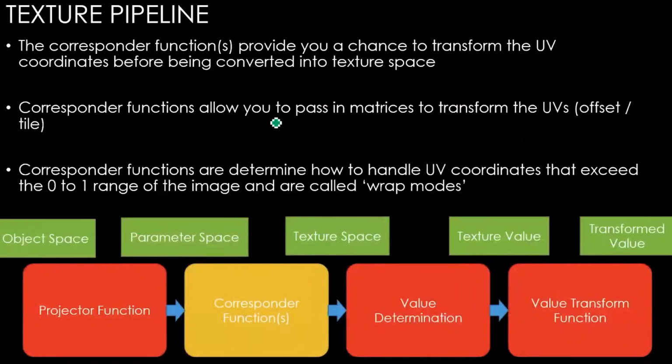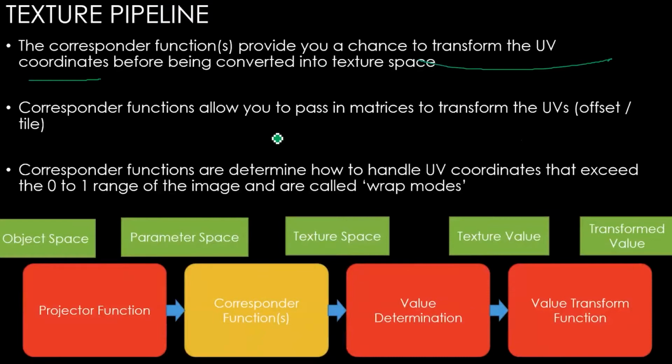Okay, the next part is the corresponder function, or functions as it's called. And this is a chance for you to transform the UV coordinates before you actually sample a pixel value. Why would you want to do this? Well, we're actually going to use a corresponder function at the end of the class where we're going to move the UVs so that it appears like a texture is moving. So you could do this with water or anything else for that matter, to scale things up or scale things down or have them flow throughout the entire object.